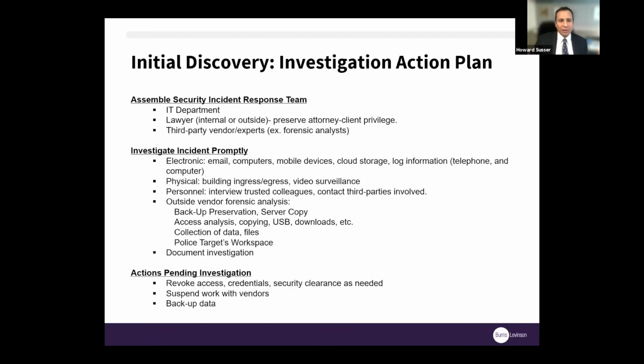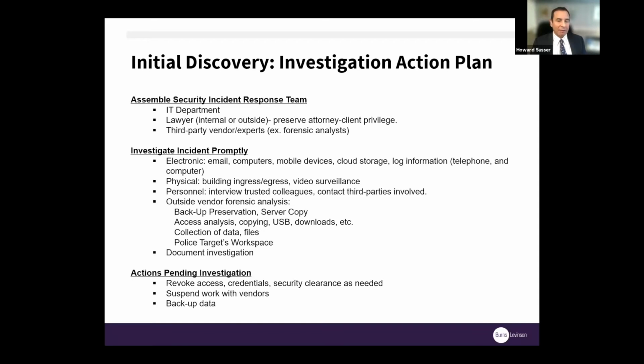So you want to investigate promptly. You want to look at all the electronic devices, emails, storage, servers. You want to look at ingress and egress and video surveillance, trying to figure out if it's an internal person, when this might have happened. There are ways to analyze USB plugins to laptops and downloads. You want to collect all of that information that you can electronically, and you want to police the target's workspace and their laptops and other devices.